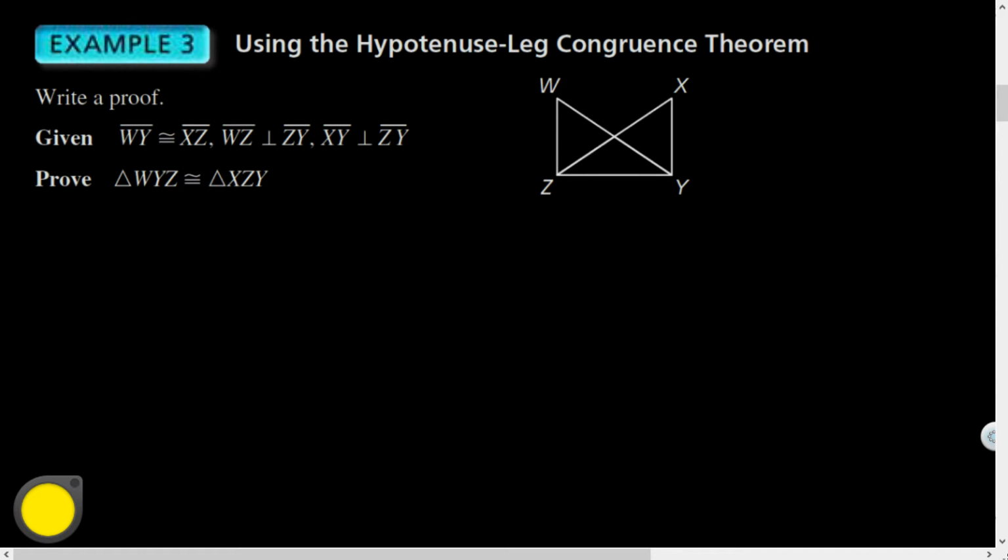So use the hypotenuse leg congruence theorem. Write a proof. All right, let's write my gimmies. Given. We got this, guys. Are you guys loving proofs yet? Isaiah, do you love proofs? All right, but you believe them.